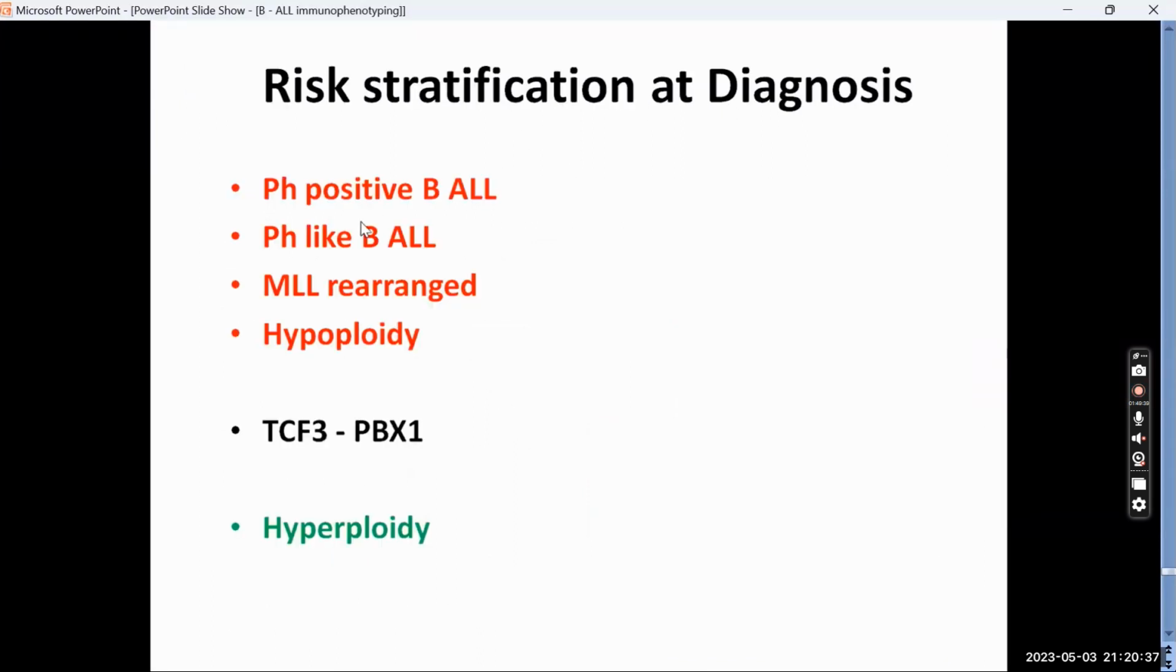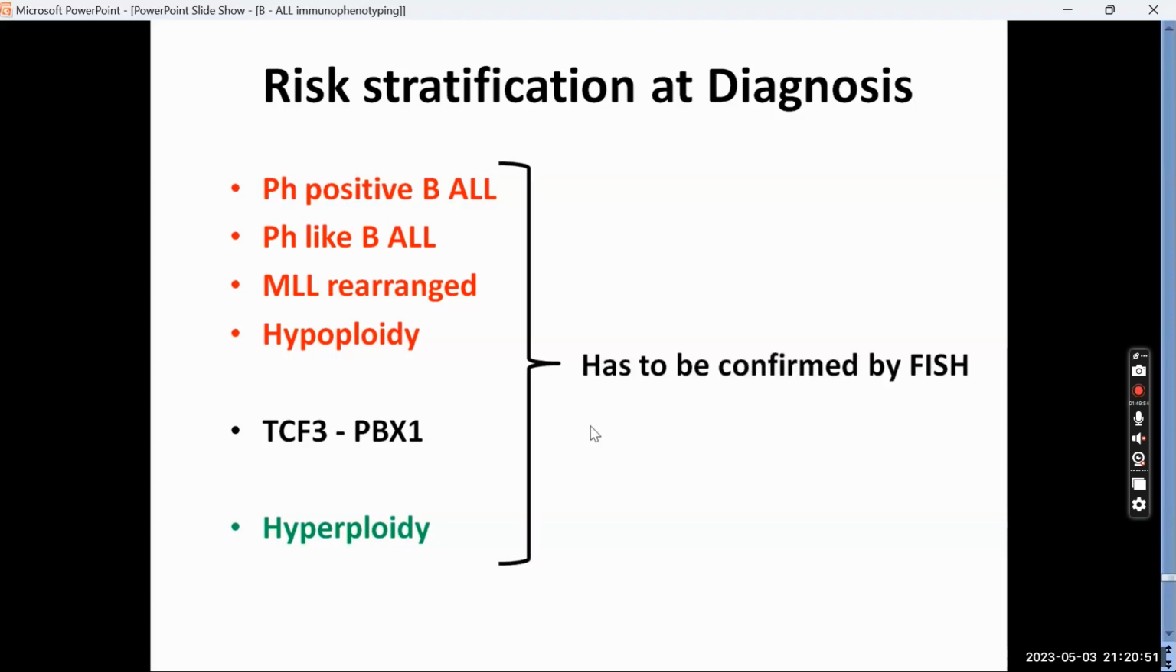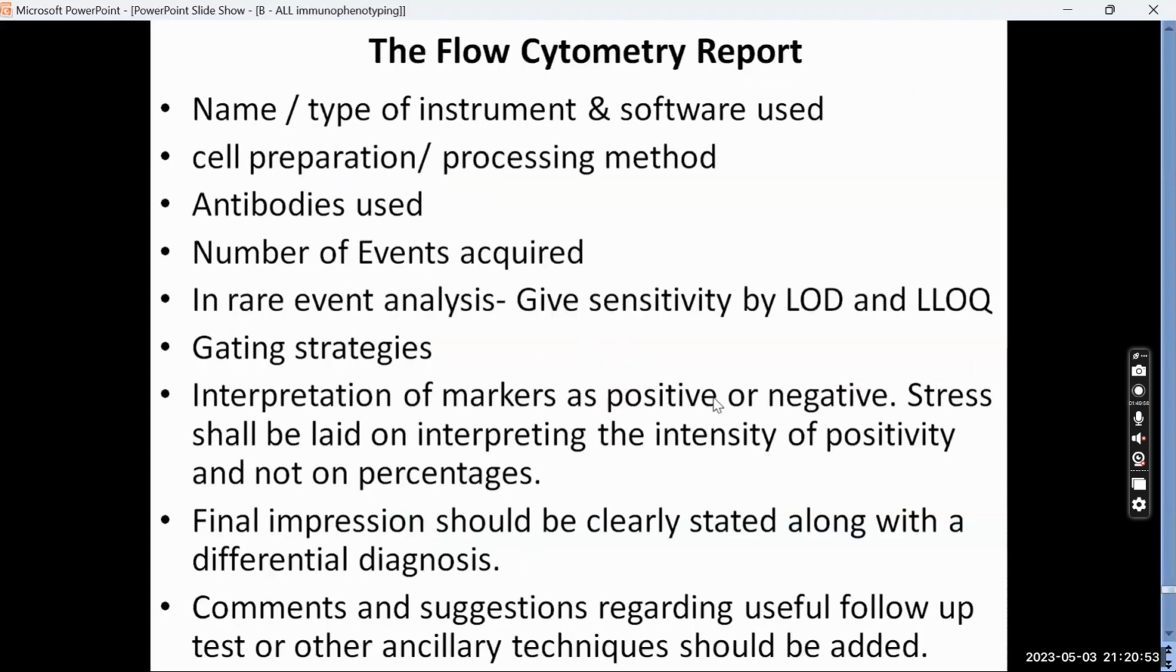Okay, so risk stratification, I said again Ph-positive ALL has a bad prognosis, Ph-like ALL a relatively bad prognosis, MLL rearranged has a bad prognosis, hypodiploidy has a poorer prognosis, hyperdiploidy has a better prognosis. So it also helps in risk stratification a bit. Okay, but however, as I said, it has to be confirmed by FISH.